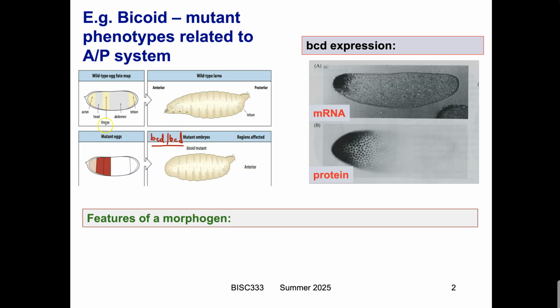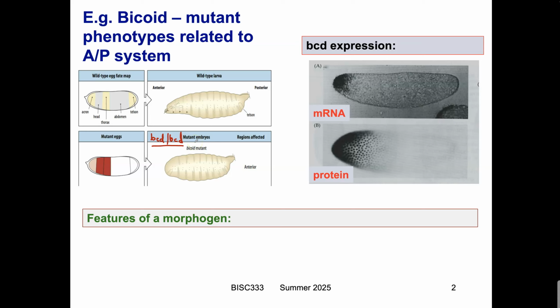But so the embryos, this is a wild type fate map. The telson and the acron are the most anterior and posterior terminal structures. So this is the telson here, this little bit, plus the respiratory appendages at the back. The acron is just before the head parts of the embryo, and there's this little micropyle here as one of the structures.